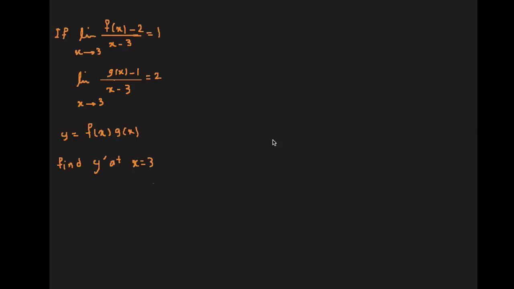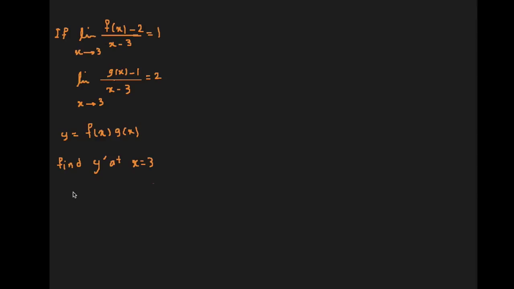Hello, in this video I want to solve this limit problem. As you can see here, the limits of two expressions are given to us as x approaches 3. These two limits include two unknown functions, f of x and g of x. The question asks us to find the derivative of y, where y is the multiplication of f of x and g of x, the two unknown functions here, at point x equal to 3.